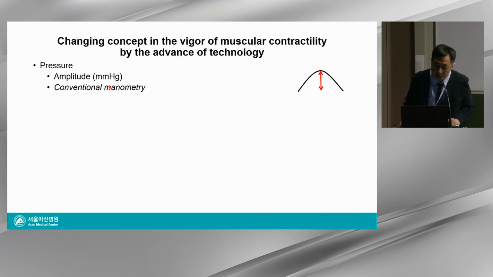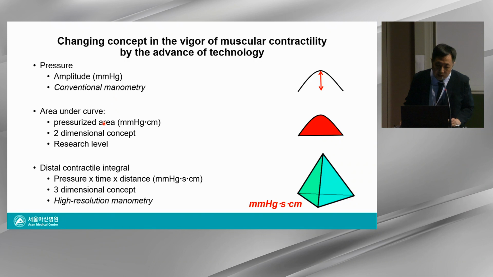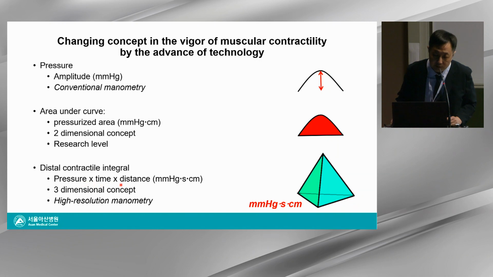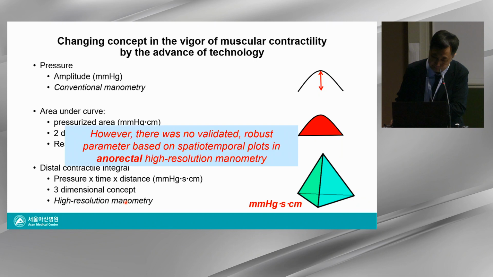We know there were changing concepts in the vigor of muscular contractility with the advance of technology. In the era of conventional manometry, just amplitude was used. Sometimes area under the curve is used at the research level. However, the Chicago classification changed everything. They suggested a new parameter based on multiplying pressure, time and distance, named the distal contractile integral, as a new parameter to measure the vigor of muscular contractility. However, there was no validated robust parameter based on spatiotemporal plots in anorectal high-resolution manometry.